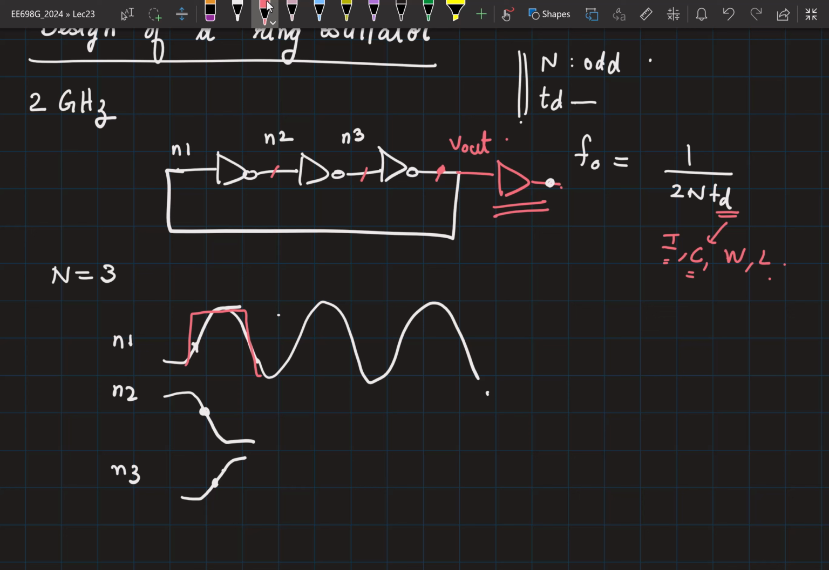This formula will not be exact. You will have to add the delay separately. So this formula is assuming all of the stages have equal delay. If that is not the case, you will have to sum up the delay separately and take twice of that.